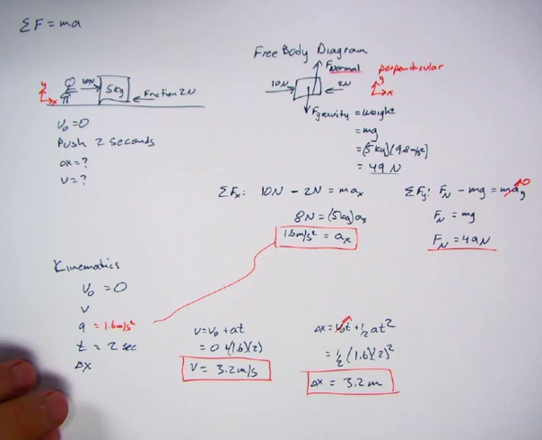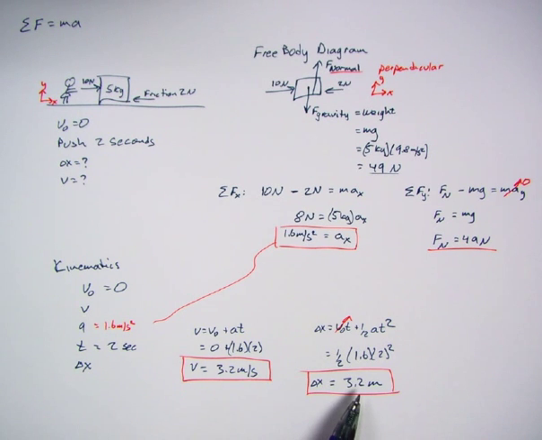Okay, so the thing travels 3.2 meters in 2 seconds, and in that 2 seconds it ends up being 3.2 meters per second. That's blind luck that those values turned out to be the same, but the process ends up working fine in that way.